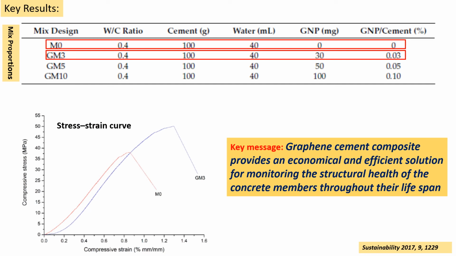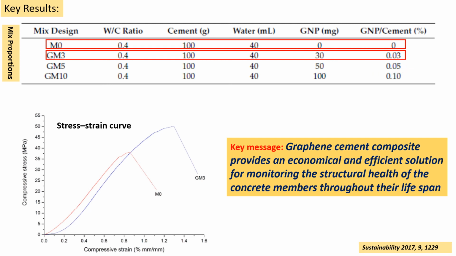So their key result is this. You can see this table is a very simple one. They have made four different compositions, mixes or formulations: M0 and GM3, GM5, GM10. M0 is the composition where they used only cement and water. They didn't use any GNP. GNP percentage, as you can see, is 0. So it's like a control sample. And in the rest of the three samples, they have used cement, water, and GNP.